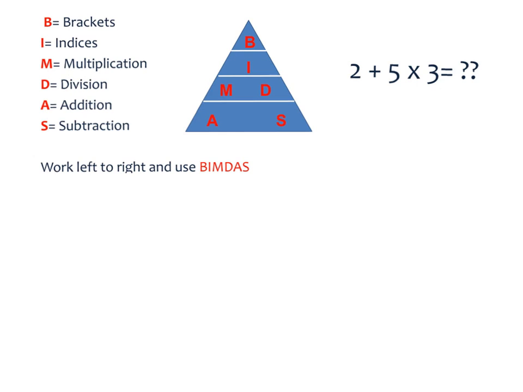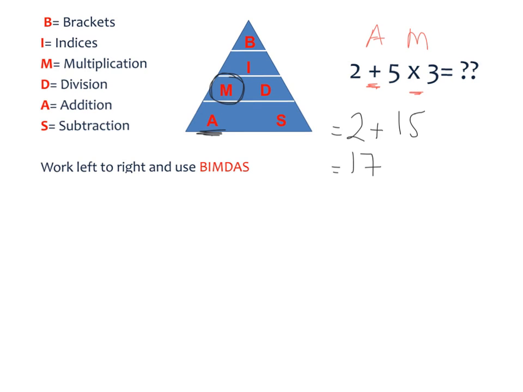So let's have a look at how I got the answer of 17 a couple of minutes ago. Let's have a look at what operations are in place in this question. So we have this sign here, which is addition, and we have this sign here, which is multiplication. So if we look at our triangle, we can see that the letter that comes first in our triangle is going to be M. And A follows later on down the bottom of the triangle. So we're going to complete the operation of multiplication before we complete addition. So I'm going to just write down 2 plus, and then 5 multiplied by 3 gives me 15. Therefore, 2 plus 15 gives me 17.